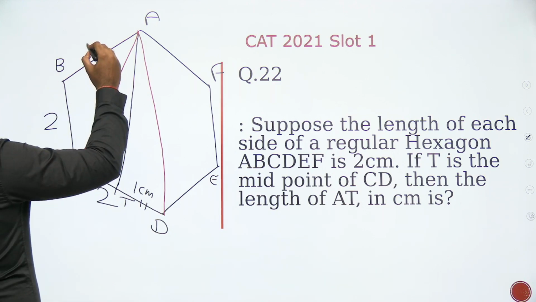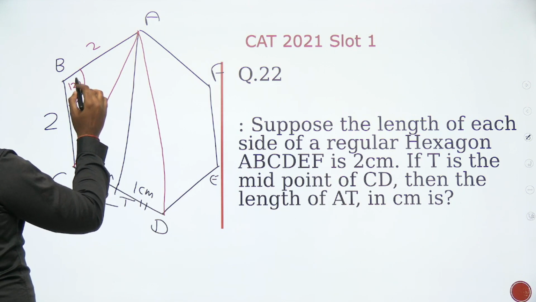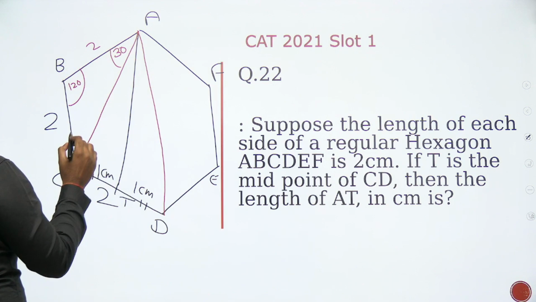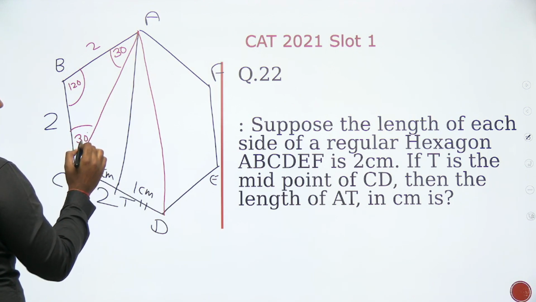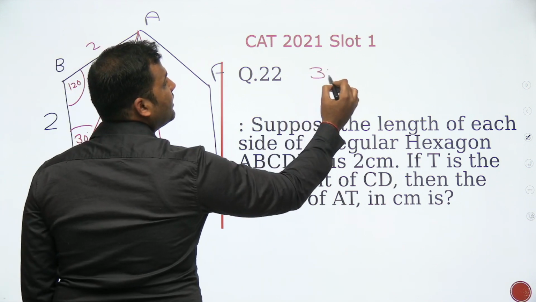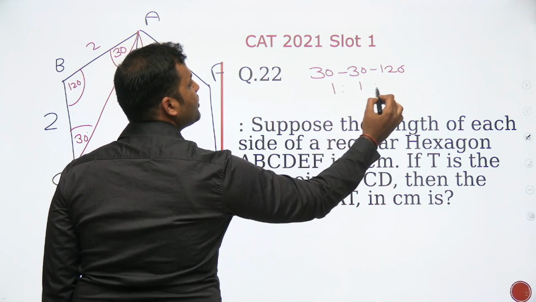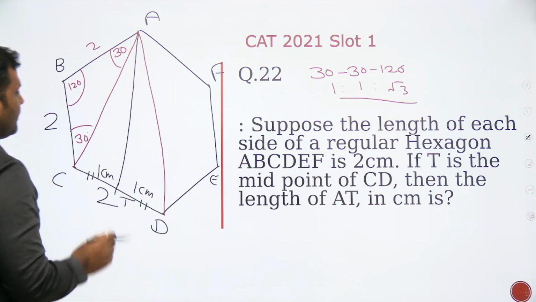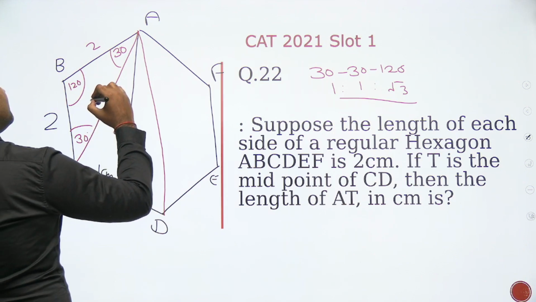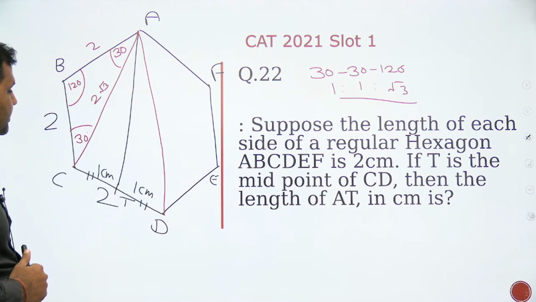If this side is 2, this side is 2, this whole angle is 120 degree. Both of these two sides are same, so these two angles will be 30 degree each. In a 30, 30, 120 degree triangle, side ratio is 1 ratio 1 ratio root 3. So if this side is 2, this side is 2, then the side opposite to 120 will be 2 root 3, right?